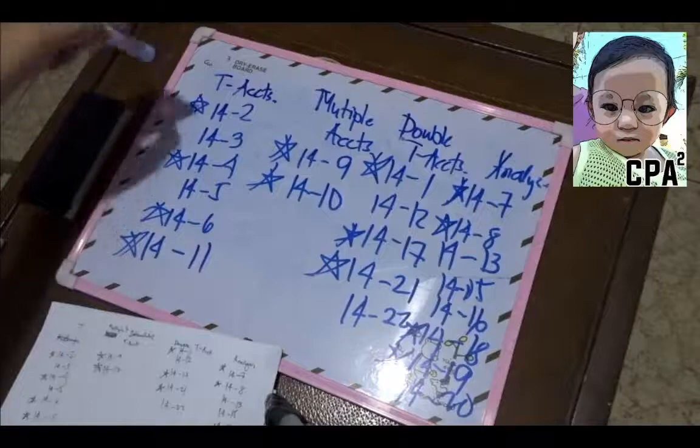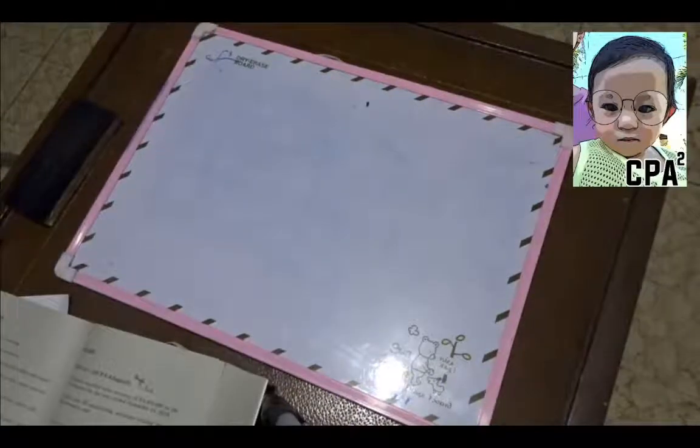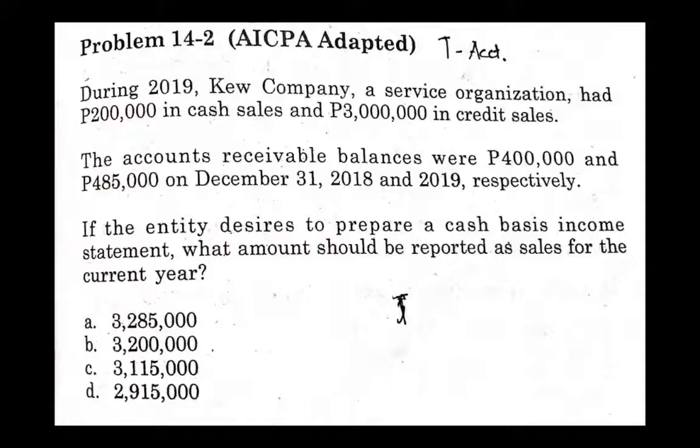So we'll start first with the T accounts. First we'll have 14-2. That's Q Company. Q Company Service Organization had 200,000 in cash sales and 3 million credit sales. The accounts receivable balances were 400,000 and 485,000 on December 31, 2018 and 2019 respectively. If the entity desires to prepare a cash basis income statement, what amount should be reported as sales for the current year?